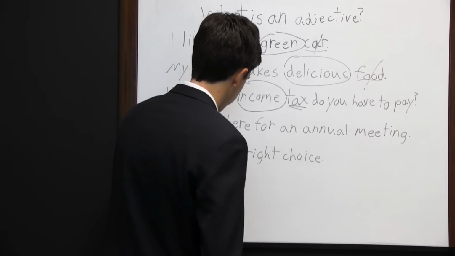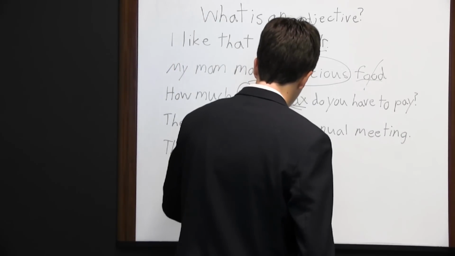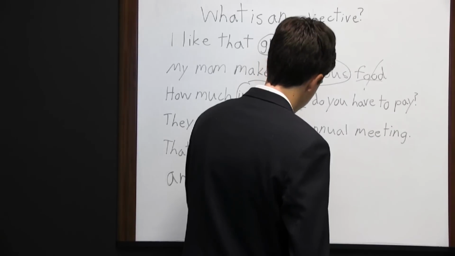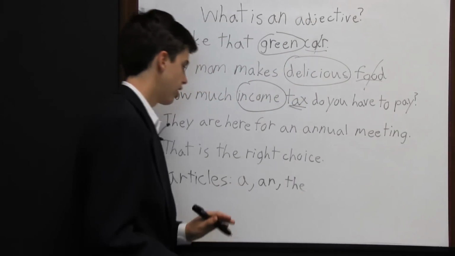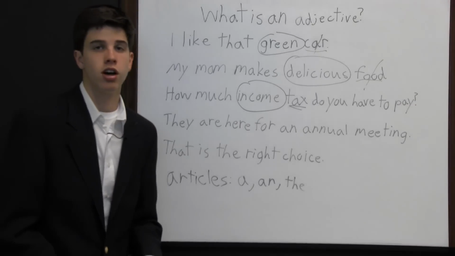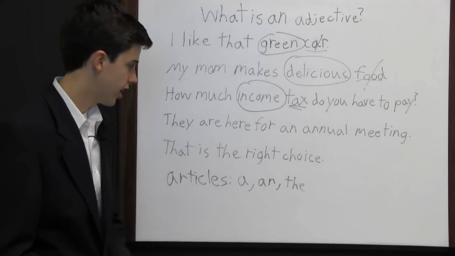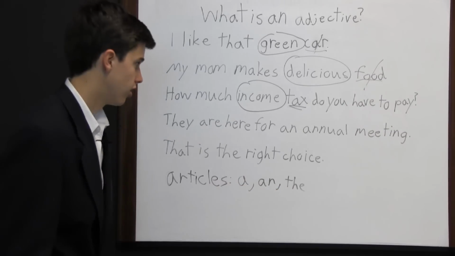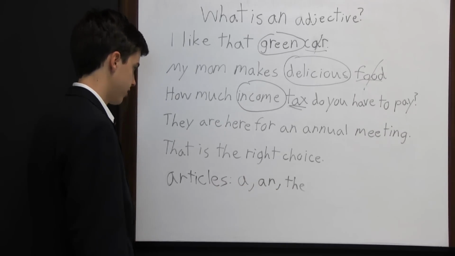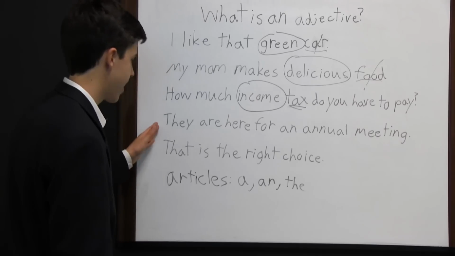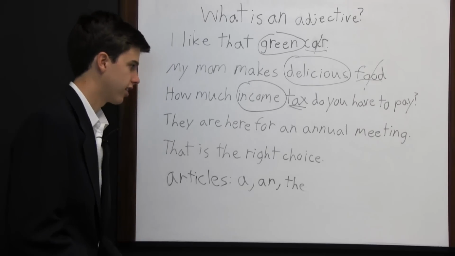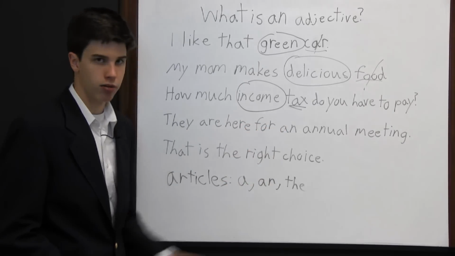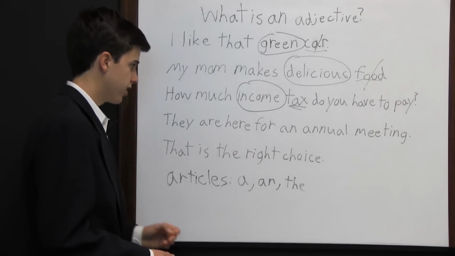An example of articles are a, an, and the. So those three words are articles. Articles are also adjectives. So anytime you see the words a, an, or the, they're called articles and they are adjectives. So if we look at this sentence, it says they are here for an annual meeting. So boom, right here we see an, which is an article. So it must be an adjective.